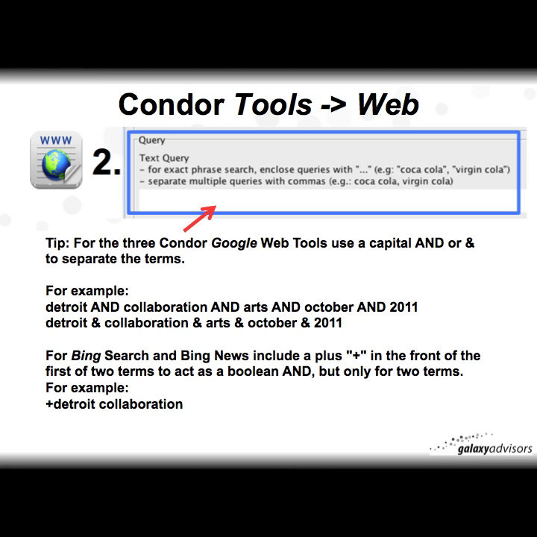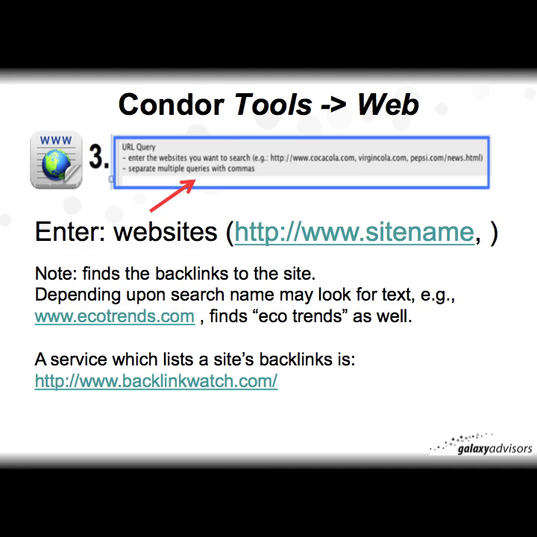Now, Bing uses a different convention. For the Bing search and Bing News, you include a plus sign in front of the first 2 terms to act as a Boolean AND, but only for 2 terms. It doesn't allow more than 2 at this point. So if I wanted to find Detroit and collaboration, for Bing or Bing News, I put plus Detroit space collaboration. So again, it takes a little bit to get used to using the Boolean. There is a difference between the APIs and how they use that Boolean AND in syntax.